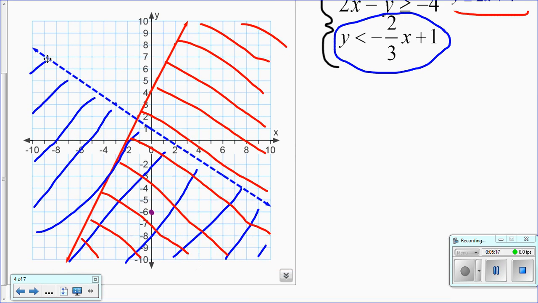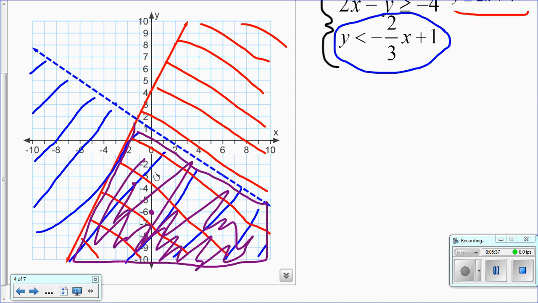Now, you see how there's the blue shaded part and the red shaded part? Well, because it's a system, we have this double shaded part, and this is actually all the ordered pairs that will work for both inequalities. All these ordered pairs are in both shaded parts, so they're solutions to the system. Okay? That looks absolutely horrible, but it's true.